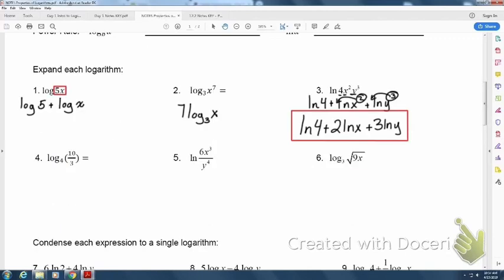Alright, so now on number 4, I've got 2 parts in there. I've got the 10 and the 3, and they're being divided. So I can expand division. Sorry, let me backtrack. So the 10 and the 3, they're each going to get their own log base 4. And because I'm dividing 10 and 3, I can expand division by using subtraction. Sorry, that should be log base 4.